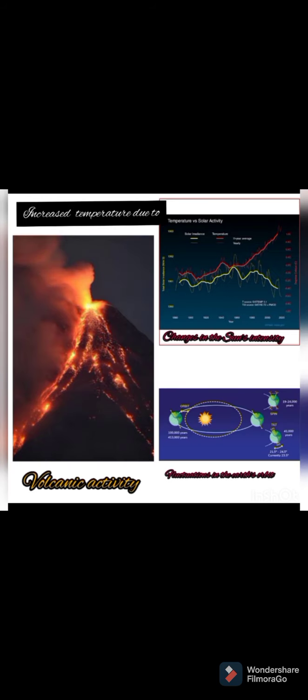The Earth's climate has changed in the past due to natural causes too. Volcanic activity, changes in the sun's intensity, fluctuations in Earth's orbit, and other natural factors have increased temperatures in the past. However, none of these can account for the current rise in global temperatures. So, the menace of global warming that the world faces today is entirely man-made.